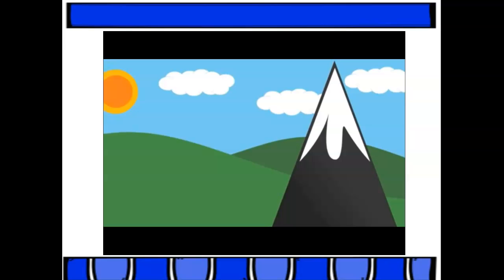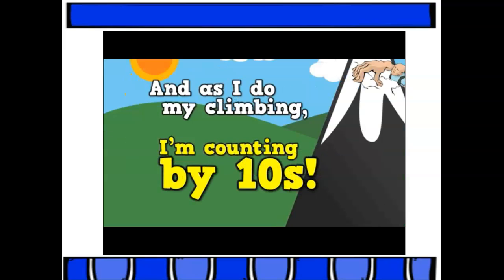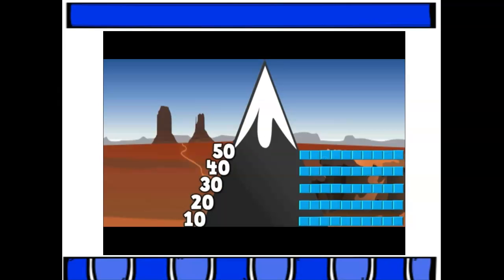I'm climbing up this mountain from beginning to end. And as I do my climbing, I'm counting by tens. 10, 20, 30, 40, 50, 60, 70, 80.